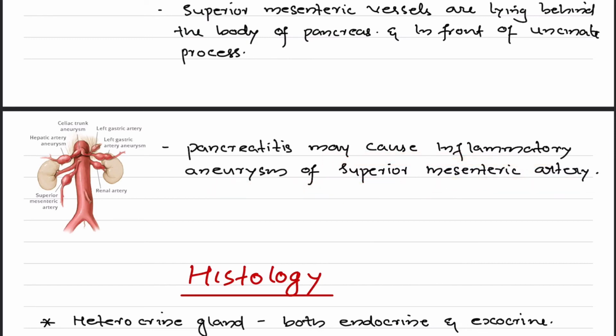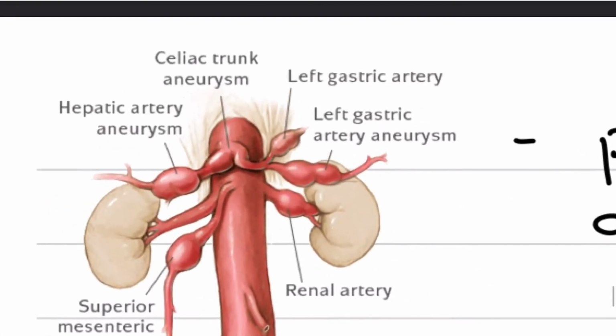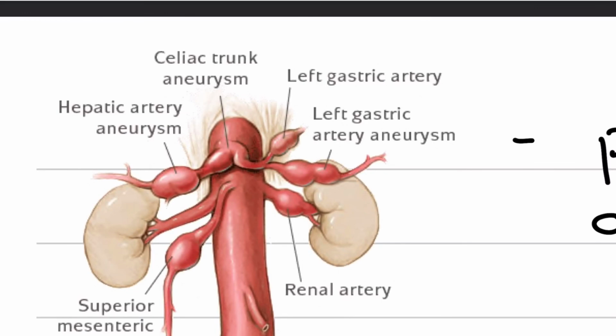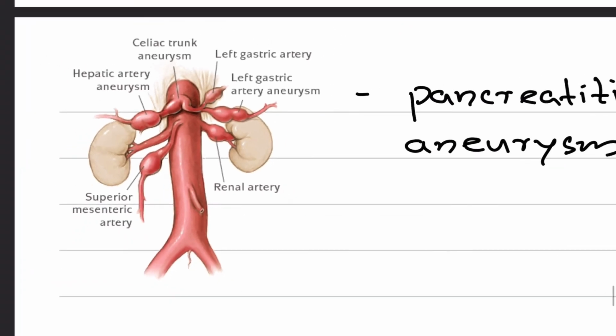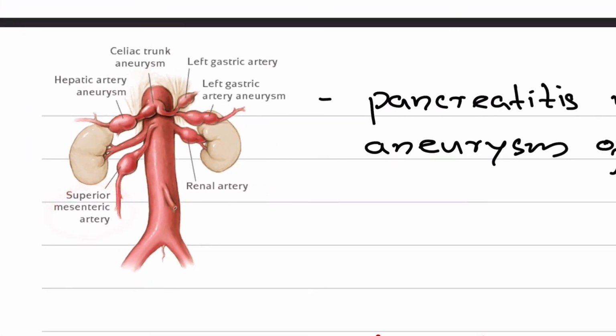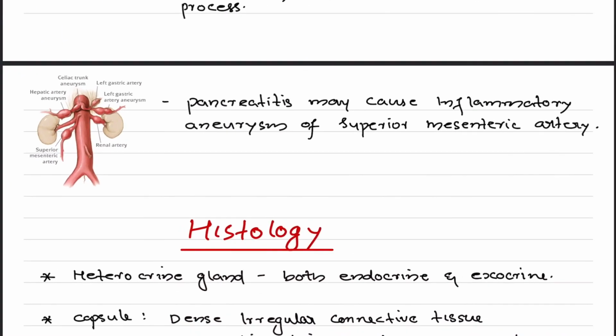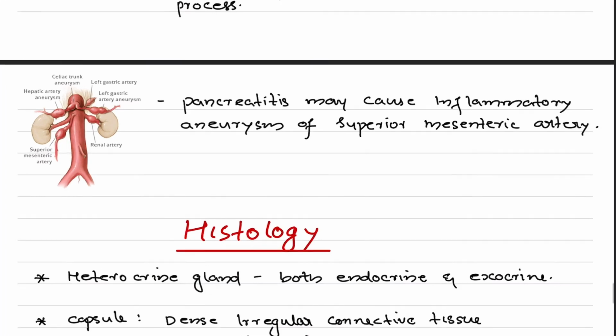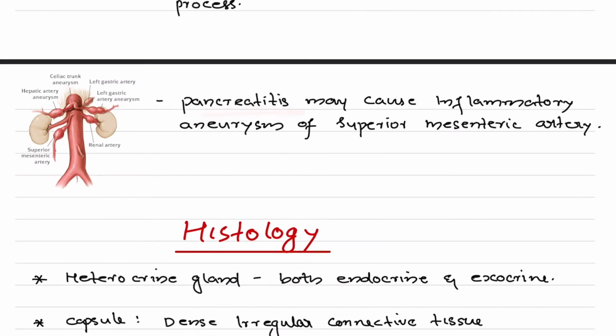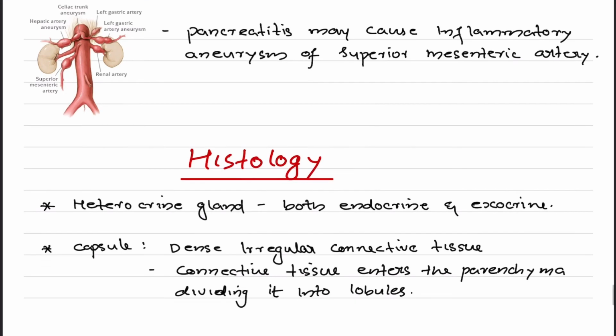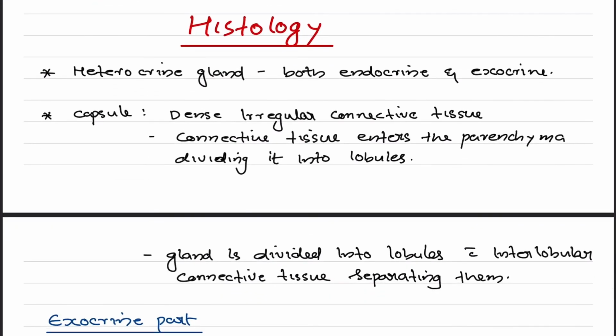So what is aneurysm? See, normally the artery should be like this. This is aneurysm, like a ballooning. Okay, so this is superior mesenteric artery aneurysm. How can they form? One example is in case of pancreatitis. Okay. Next, we'll discuss the histology of pancreas.